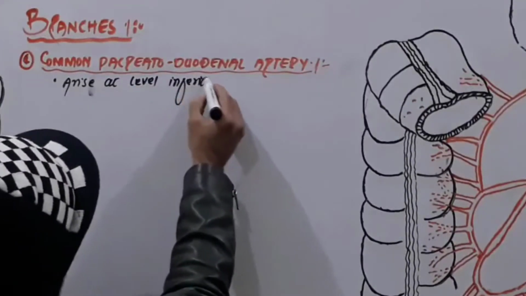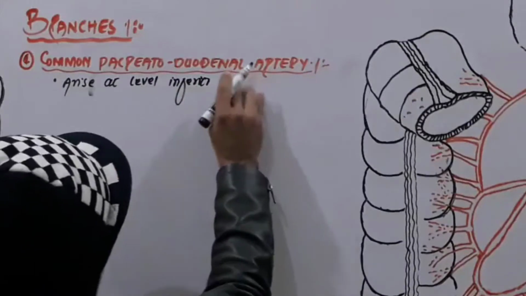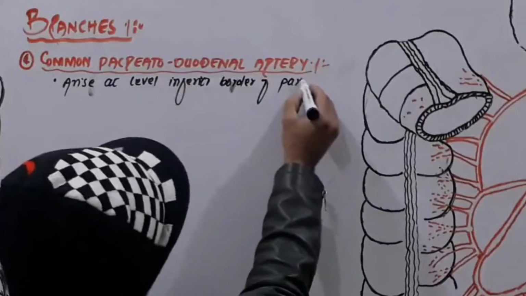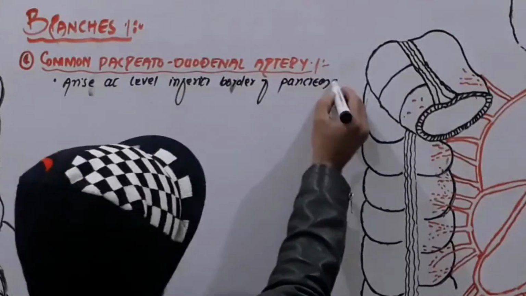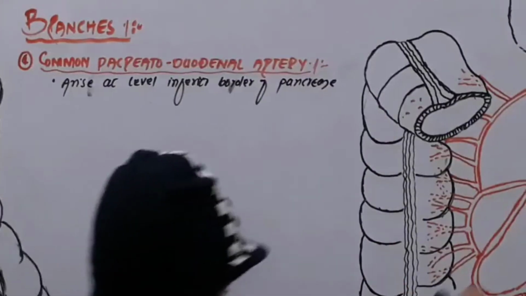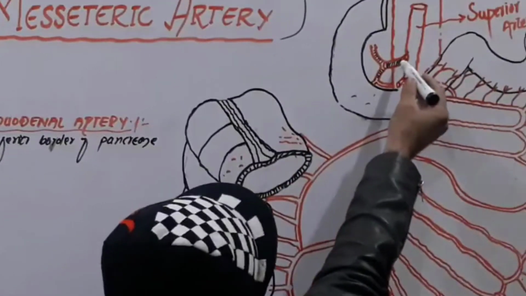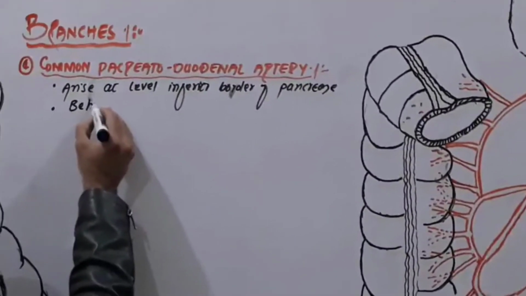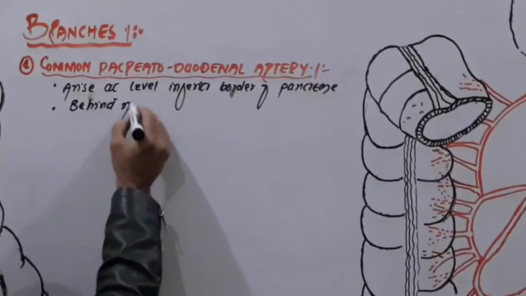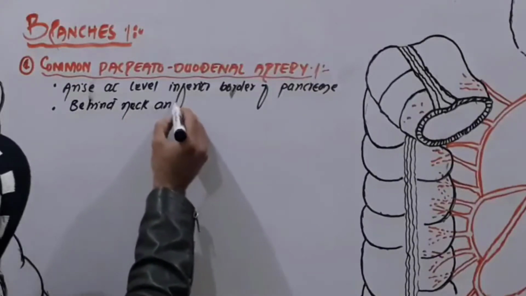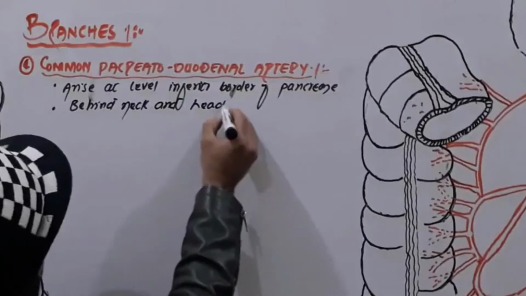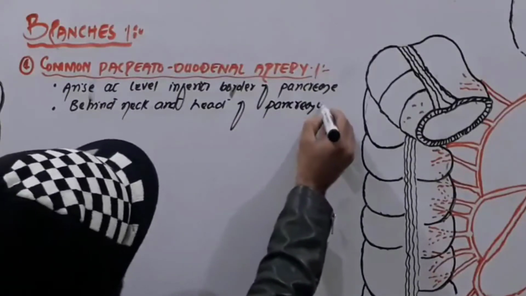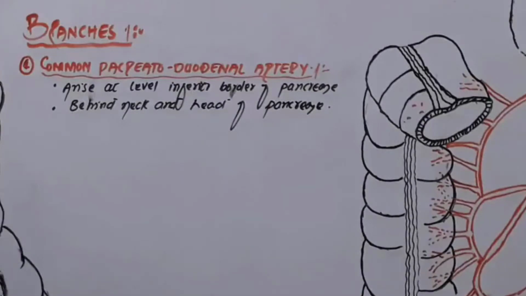So it arises at the level of the inferior border of the pancreas. Okay, then the next important thing about it is that this artery arises behind the neck and head of pancreas, right? Behind the neck and head of pancreas. These 2 points are clear, I hope.